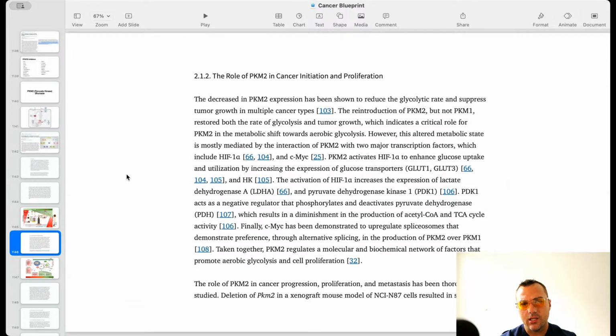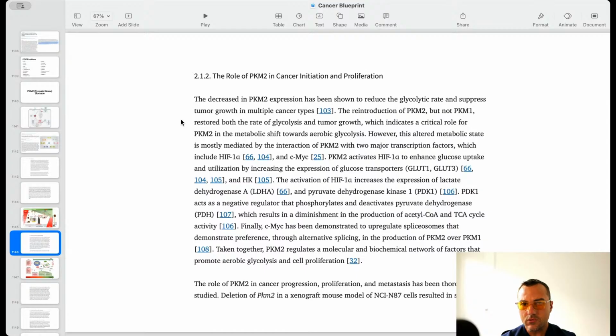The decrease in PKM2 expression has been shown to reduce the glycolytic rate and suppress tumor growth in multiple cancer types. So if you decrease the expression of this enzyme, it's going to reduce the glycolytic rate and suppress tumor growth, which makes total sense because the hyperutilization of glucose and the Warburg effect is a hallmark of cancer in general, right? So that makes a lot of sense. The reintroduction of PKM2, but not PKM1, restored both the glycolytic rate and tumor growth, which indicates a critical role for PKM2 in the metabolic shift towards aerobic glycolysis.